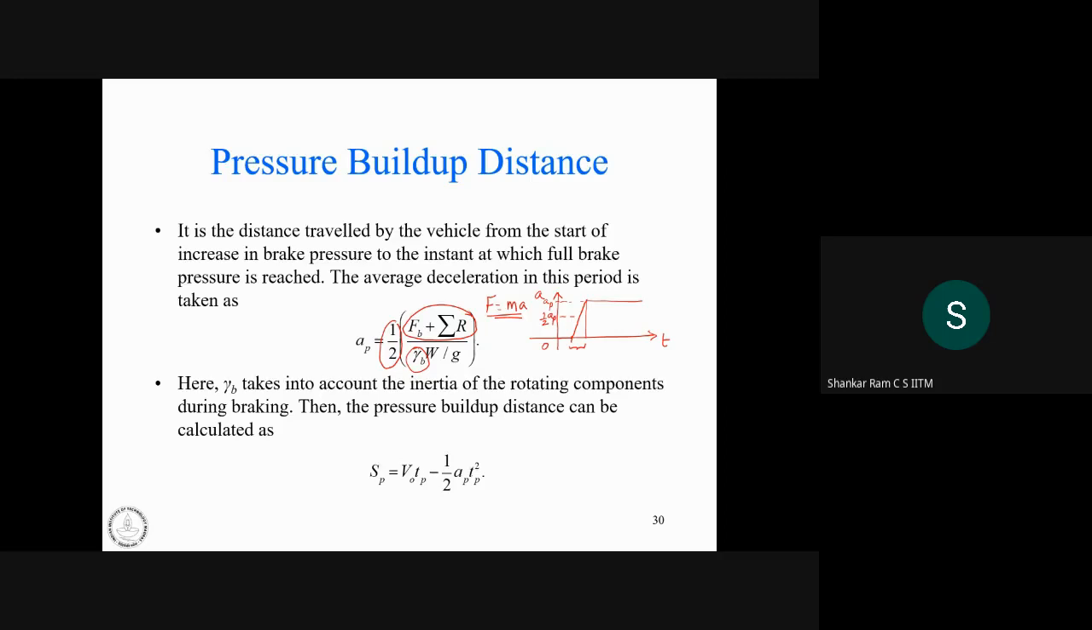So essentially, we are denoting the average as AP. So the final peak will be 2AP, right? So that's why we have this 1 by 2 coming into play. And then we use simple kinematics, S equals ut plus half AP t square, to calculate the distance traveled by the vehicle during this pressure build-up phase. So that is the second phase.